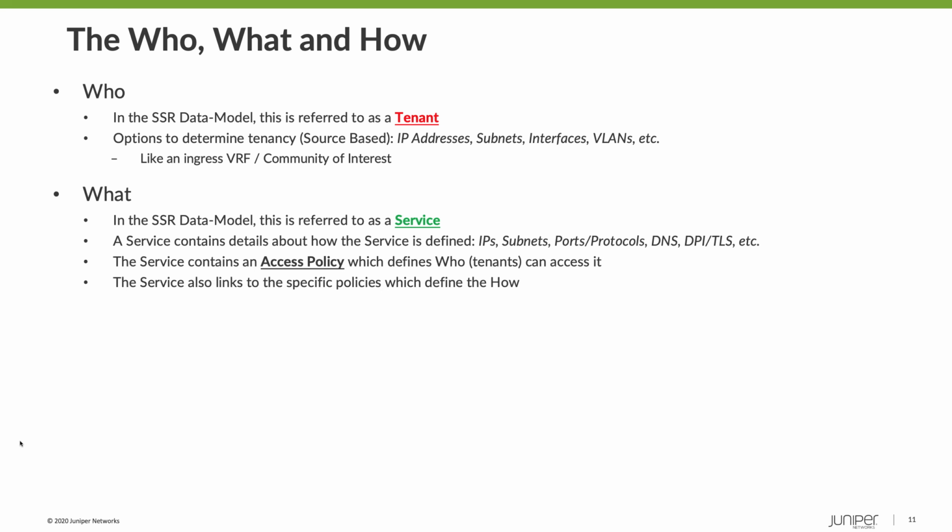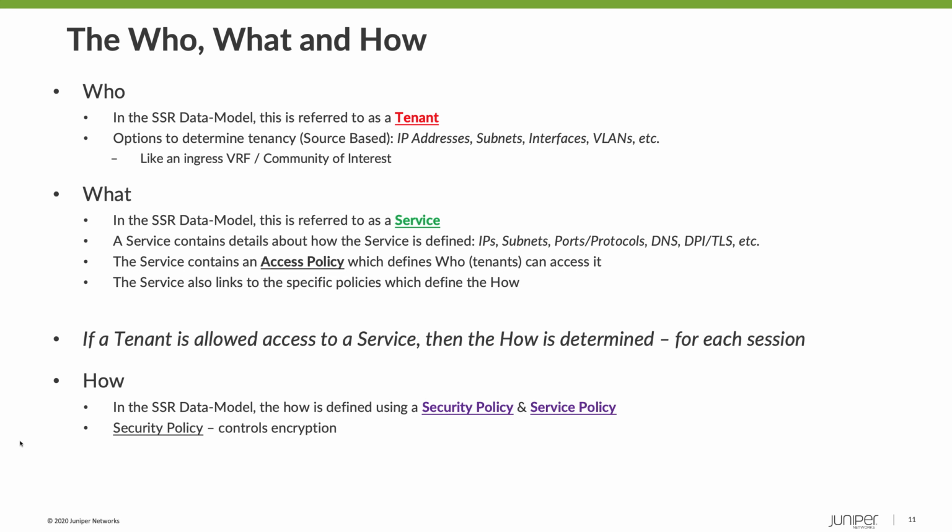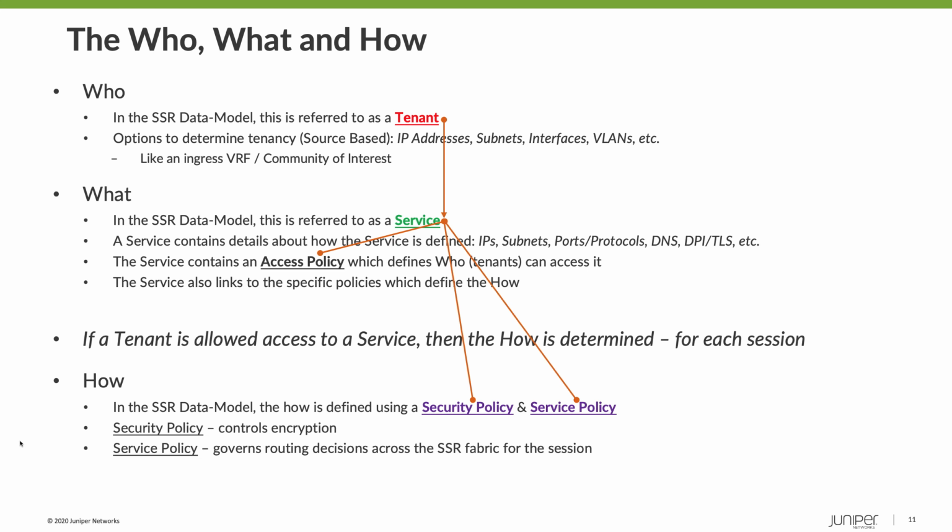Then the service links to policies that define the how. If a tenant is allowed to access a service, then the how is determined for each session and over the life of those sessions. The how is defined with two separate pieces, the security policy and the service policy. The security policy controls encryption settings, and the service policy governs the routing and QoS decisions that we make across the fabric for that specific session. So what we have is a tenant, which is going to be attempting to access a service. The access is denied by default unless the tenant is within the access policy. If it is, we'll leverage the contents of the security and service policy to take care of the routing and the encryption.